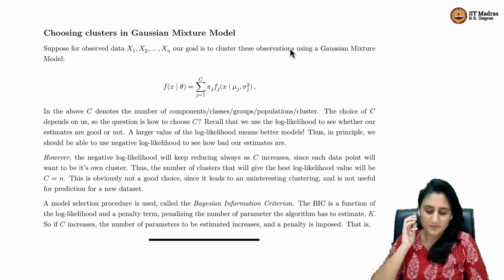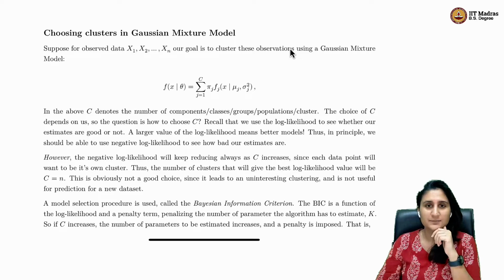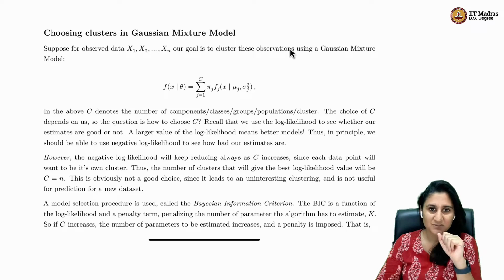Okay, so up until last week, we've gone over the concepts of Gaussian mixture models and fitting them using the EM algorithm. A critical point of implementing a Gaussian mixture model for any given data set is to figure out what is going to be the number of clusters or classes or components or populations in our model, right?